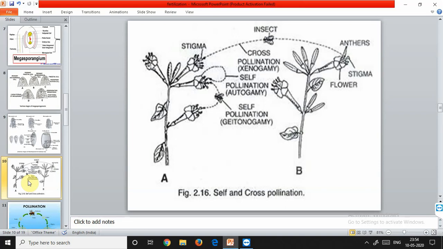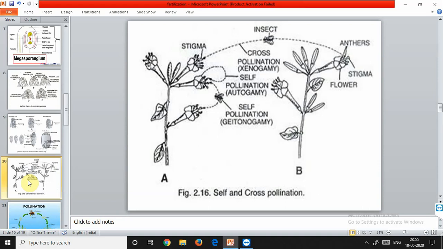Now, cleistogamy is another form by which autogamy occurs. In cleistogamy, pollination occurs when the flowers remain closed during the pollination process. That is, the flowers that are present in the lower position remain closed. The stigma receives only the pollen of its own flower, and cross pollination is not possible because the flowers remain closed and do not open for pollen from any other flower. That closed condition is called cleistogamy.